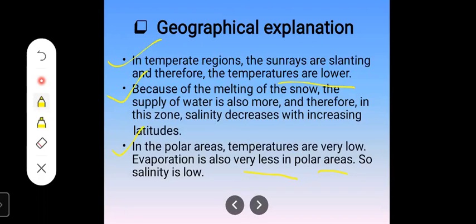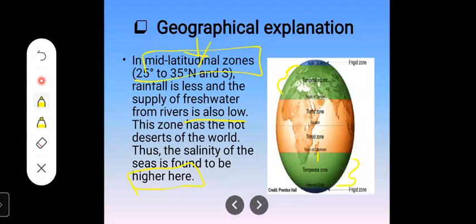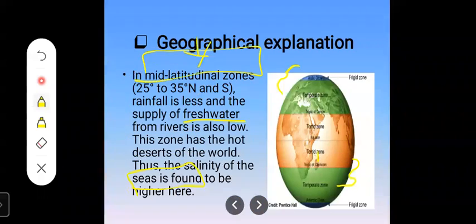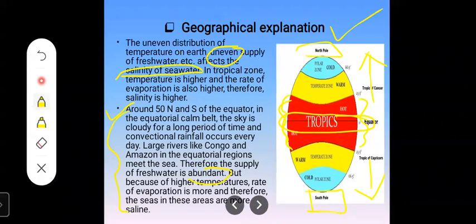Now here they are saying about the temperate zone. In the temperate zone, the sun rays are in a slanting way. That's why the temperature is low over there. But because of the melting of the snow, see this polar.